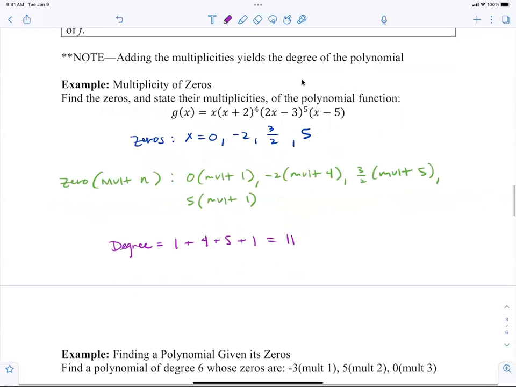I've seen different ways. I've seen just putting arrows pointing to the 0 and underneath it listing multiplicities. We're just going to stick with the way the textbook does it.